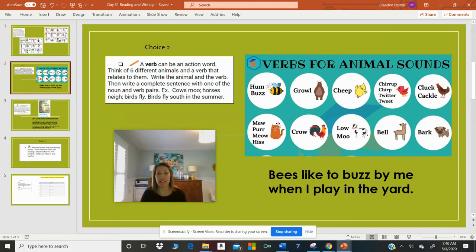So here's a few examples, and then I wrote a sentence. Bees like to buzz by me when I play in the yard. So I used the verb buzz, and the noun I used was bees. That goes with that. So that's choice number 2.